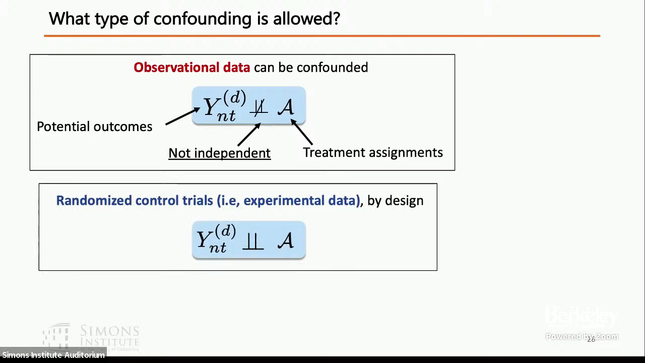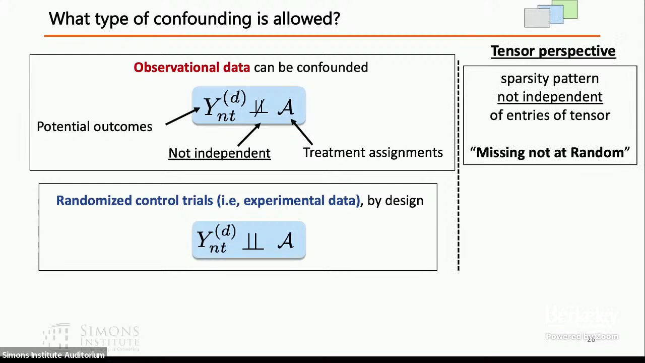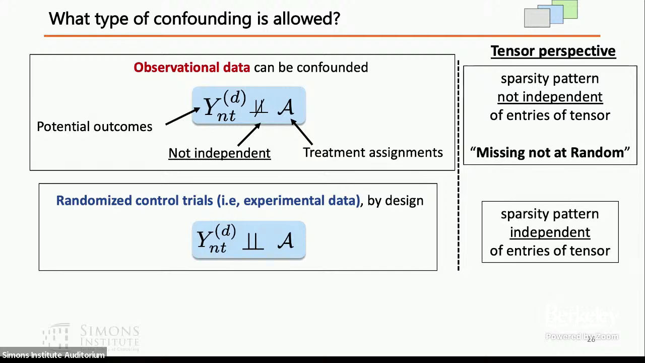What does that mean in the language of tensors? So the sparsity pattern is induced by the treatment assignment. That is not independent of the entries of the tensor, which are the potential outcomes. That's what I mean by missing not at random. Versus in an RCT, the sparsity pattern is independent of the entries of the tensor.